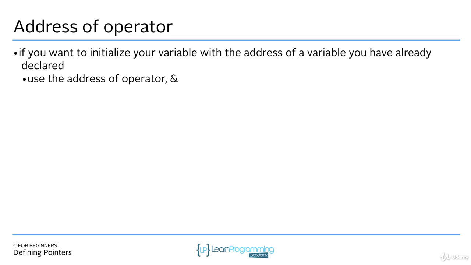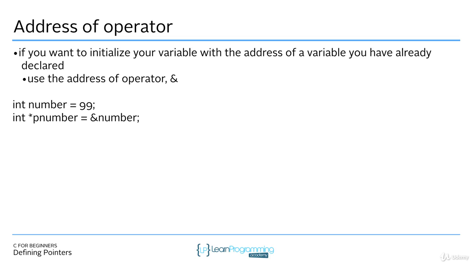The address of operator. If you want to assign your pointer to some address, you can use the address of operator of an existing variable. So if you want to initialize your variable with the address of a variable you have already declared, you use the address of operator, the ampersand. We've seen this when we've discussed the scanf function. Here we're assigning an integer variable the value 99. We're creating a pointer of type int, and we're assigning it the address of number.